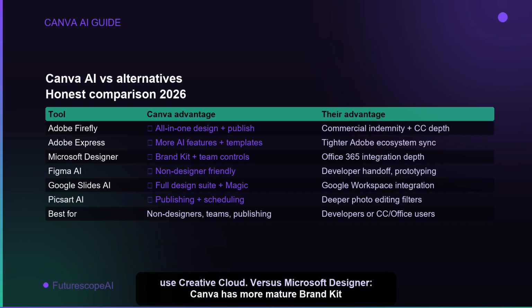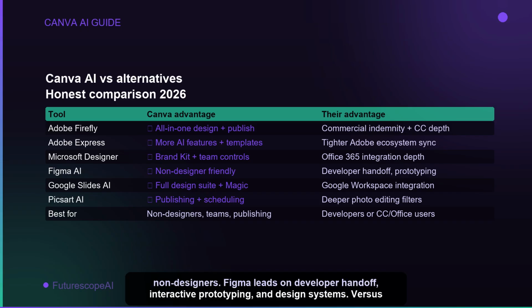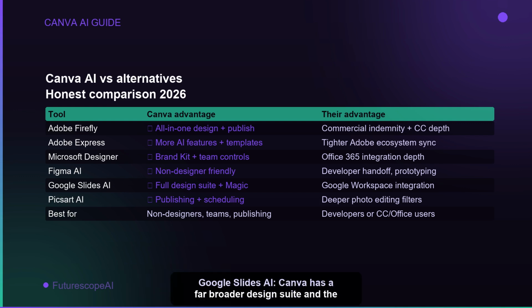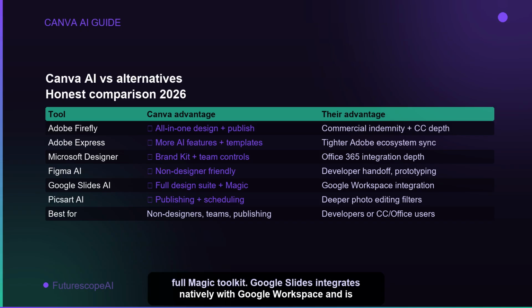Versus Microsoft Designer, Canva has more mature brand kit features and better team controls. Microsoft Designer integrates more deeply inside Office 365 and Teams. Versus Figma AI, Canva is dramatically more accessible for non-designers. Figma leads on developer handoff, interactive prototyping, and design systems. Versus Google Slides AI, Canva has a far broader design suite and the full Magic Toolkit. Google Slides integrates natively with Google Workspace and is free for Drive users.